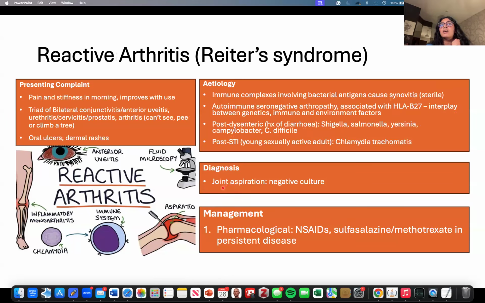The diagnosis here is a diagnosis of exclusion pretty much. You're going to aspirate the joint and they'll be negative. Their white cells might still be up because they had an infection previously, but when we're getting sterile fluid, management tends to go away on its own, NSAIDs. And I've never seen in a question that you need to use sulfasalazine or methotrexate, but it's just something to keep in mind.